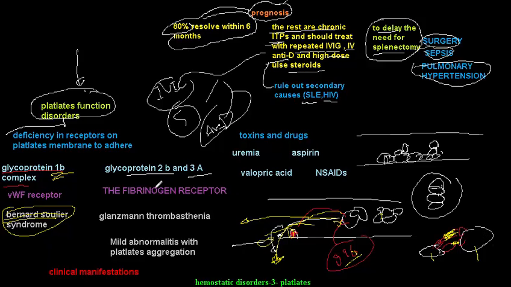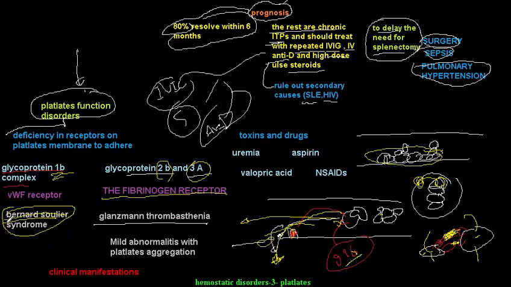Let's assume we have a deficiency in glycoprotein 2b or 3a, so the platelet will not be able to attach to the other platelet. So we will have landing of platelets, but no aggregation of platelets. These fibrinogen receptors will not be able to attach the platelet to the other platelet. We have no aggregation and we have exacerbating bleeding. So this is the Glanzmann thrombasthenia.